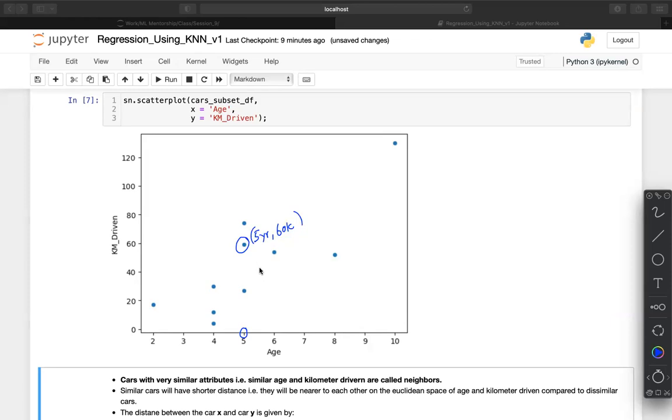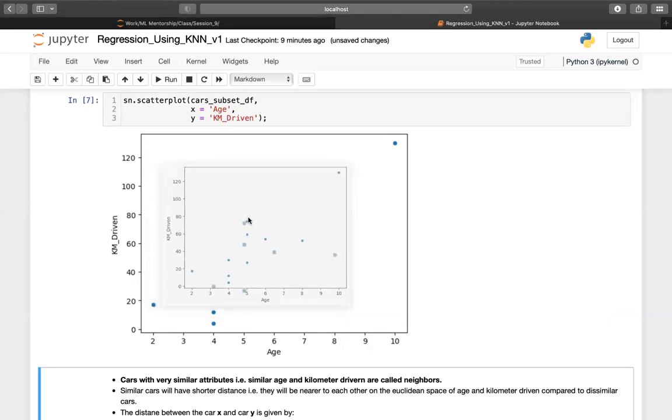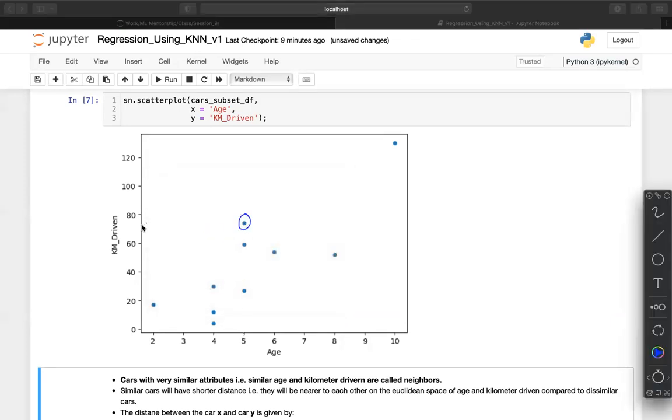So now, what are the neighbors of this particular car? We can visually see that, of course, this is one of the neighbors and this is the other neighbor, and so on and so forth. But mathematically, how do you do it? This particular car is also about 5-year-old and driven probably about 70 or 72,000 kilometers, and this is about 6-year-old and driven probably around 50 or 55,000 kilometers. So compared to other instances that we have in the example, these are the nearer ones.